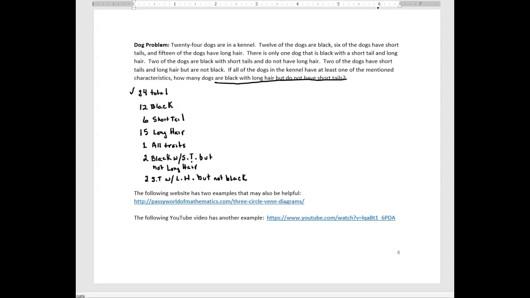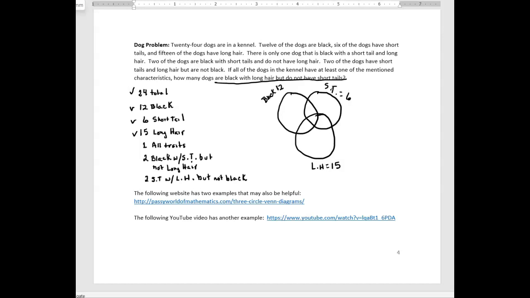So let's see how this looks in a Venn diagram. This time I'm going to try and make 3 circles. All right, so we have black, and that's 12. We have short tail, and there are 6 of those. And we have long hair, and there are 15 of those dogs. Okay, so we have each one of these accounted for. One that has all the traits.